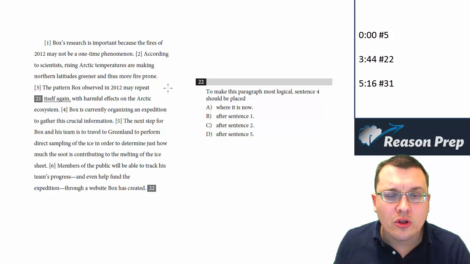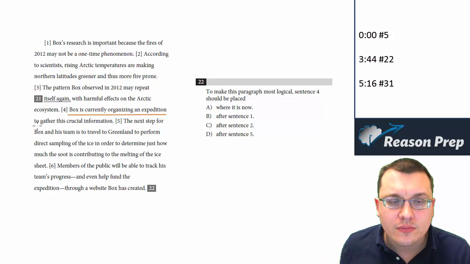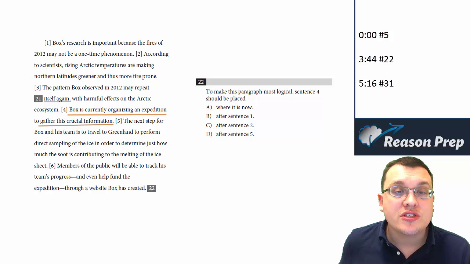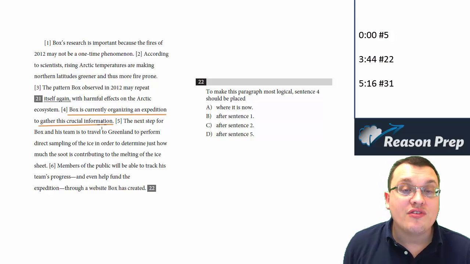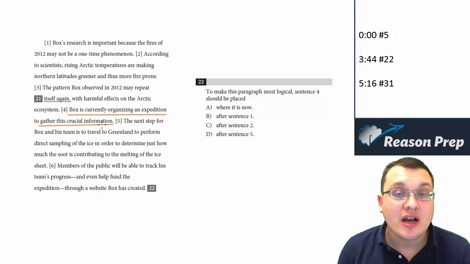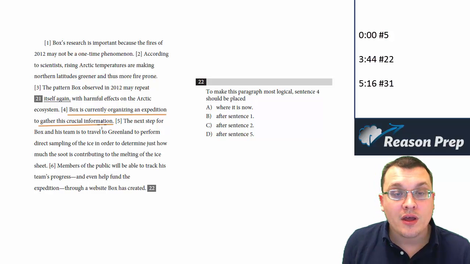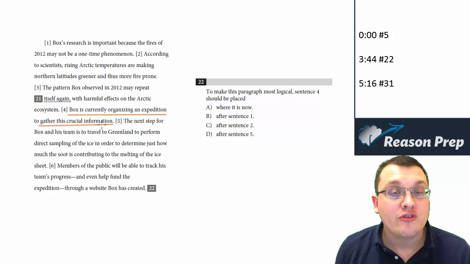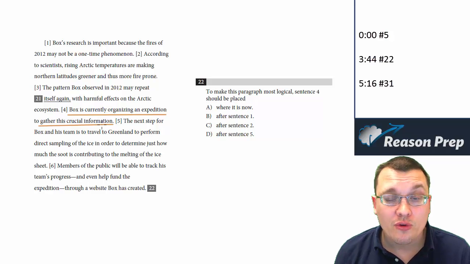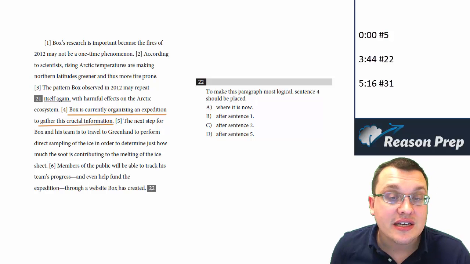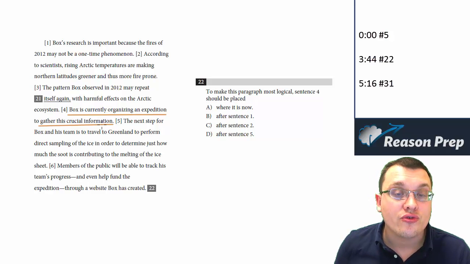So here we're looking at sentence four, and we want to see where we can put it. So Box's research is important because the fires of 2012 may not be a one-time phenomenon. According to scientists, rising Arctic temperatures are making northern latitudes greener and thus more fire-prone. The pattern Box observed in 2012 may repeat itself again, with harmful effects on the Arctic ecosystem. Box is currently organizing an expedition to gather this crucial information.